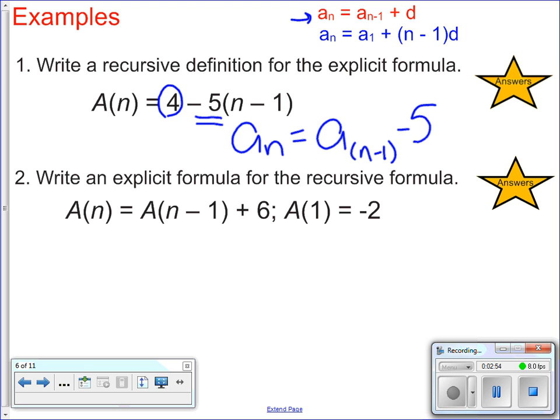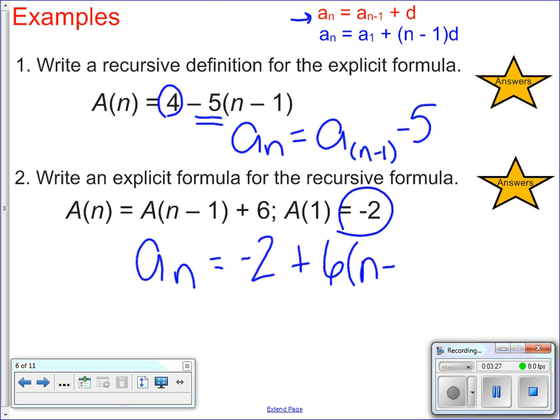In the second one, I've been given the recursive and I'm trying to find the explicit. From the recursive, I can tell that the first term right here is -2, and I can see that my common difference is 6, so I'll rewrite this as a_n is equal to the first term, a_1 is -2, plus my common difference, 6, times n minus 1.